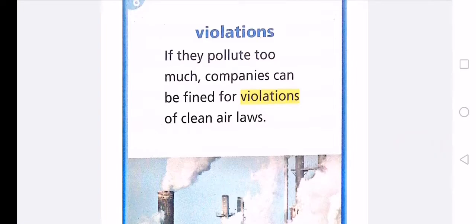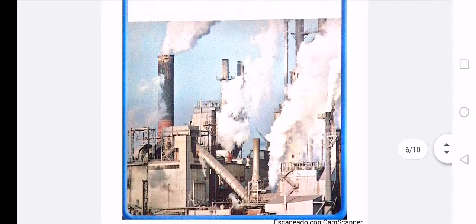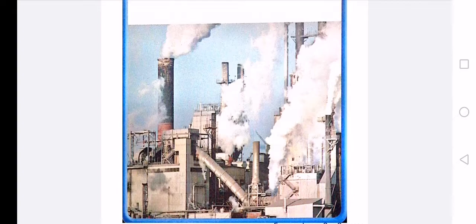Number 6, violations. If they polluted too much, companies can be fined for violations of clean air laws. Violations. Another word for violations can be when you are not doing what is correct under the law. When you're not obeying the law, you're committing a violation because you're not following the rules. That is violations. Look at that. In this case, these industries are committing a violation because they are not taking care of the planet, right? They're contaminating.